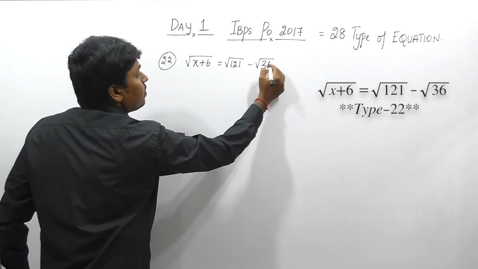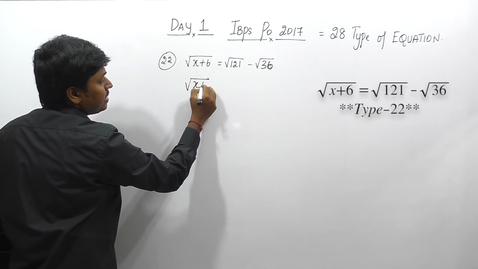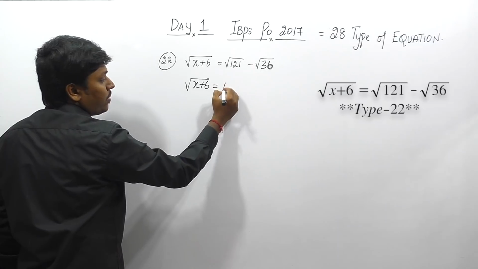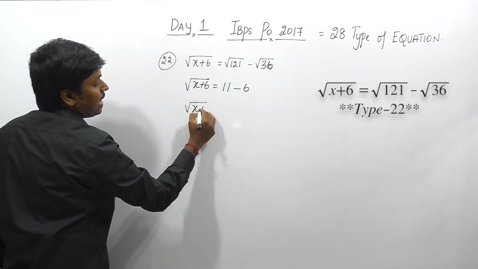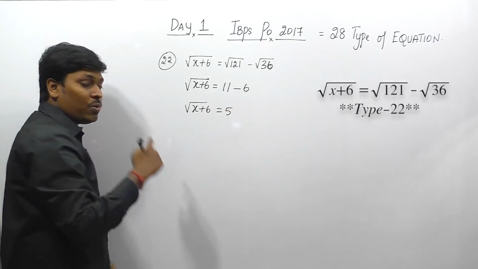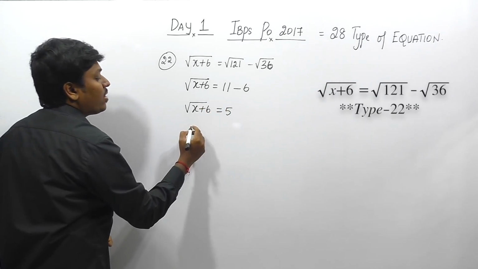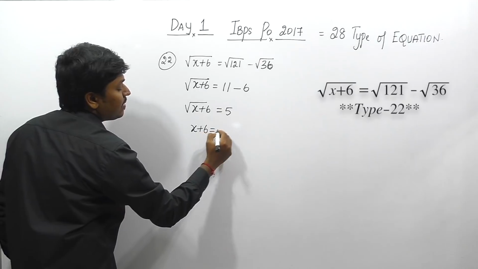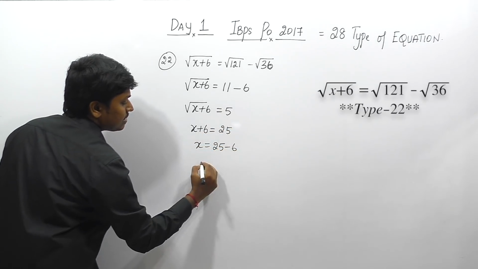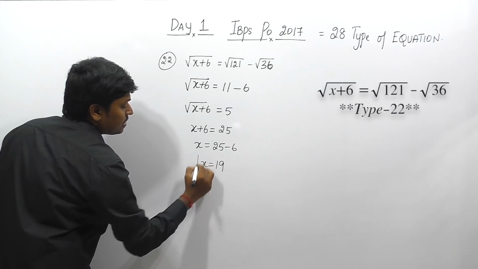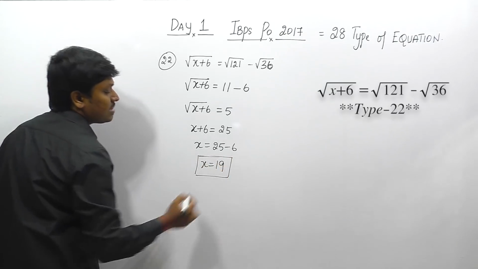But here it is root of 121 minus some number. So first of all you need to write this as x plus 6 is equal to root of 121 will be 11, root of 36 will be 6. So this can be written as x plus 6 is equal to 5. Now take square on both sides. If you take square on both sides, it becomes x plus 6 is equal to 25, and x is equal to 25 minus 6, so x is equal to 19. So finally we got the value x is equal to 19.